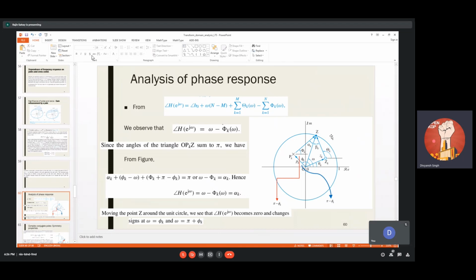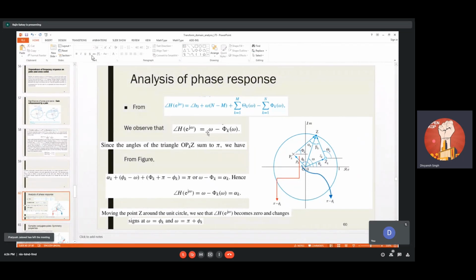So let us look at the analysis of the phase response. The formula for the phase response is given like this. This is the general formula. So here you have n minus m zeros. Again, these are at the origin. Now here you see this is the angle made by the zeros. This is the angle made by the poles. So this is the phase response.